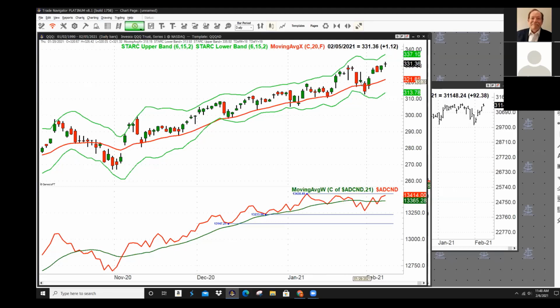And in this bar, of course, same sort of thing. So we got below the lower Starc band, which was 313.93, and we got down here to 312.76, so below it.